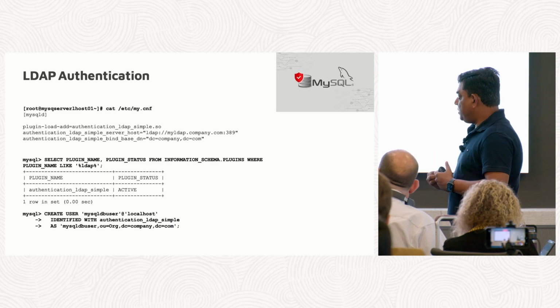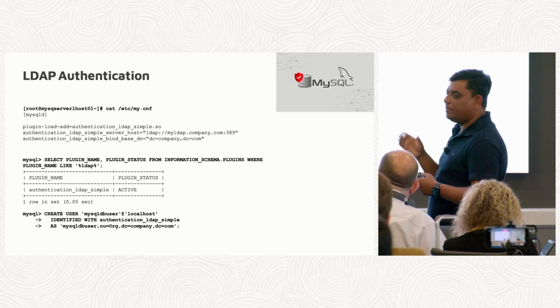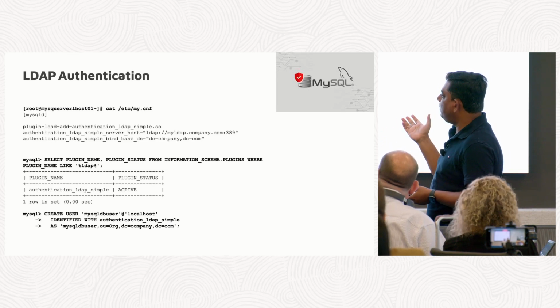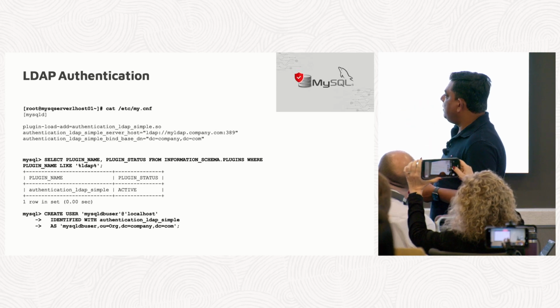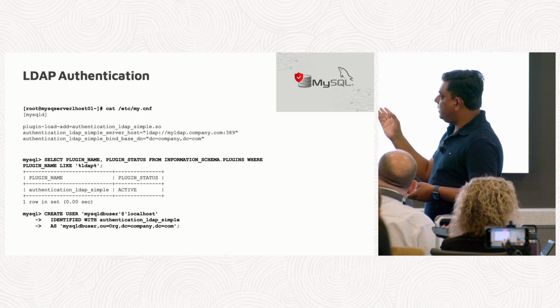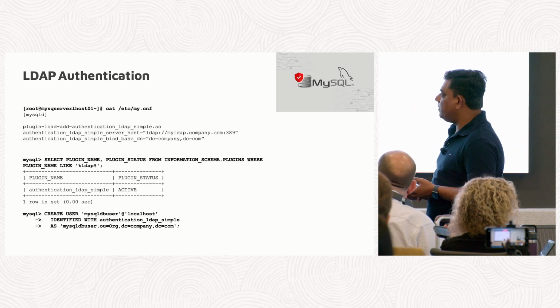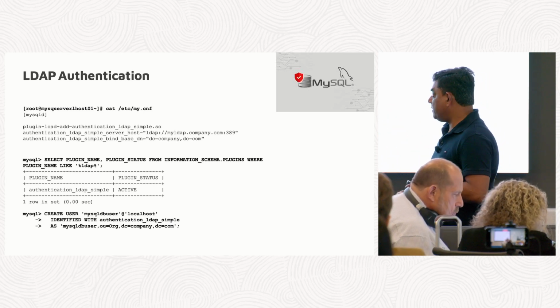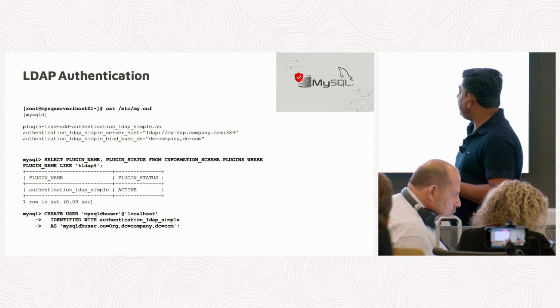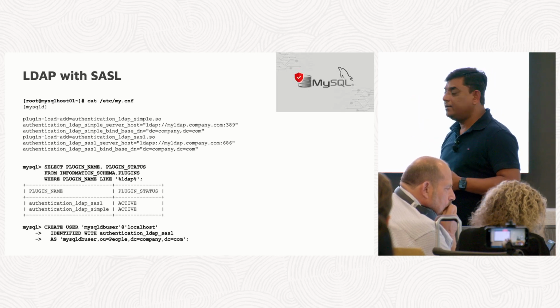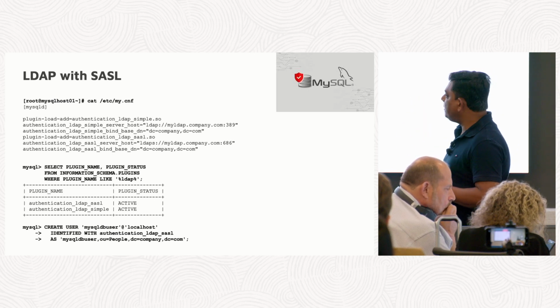LDAP authentication, we all know LDAP. Use my.cnf: you set up your LDAP server, your DN, where to query the database, and the port, and you enable the plugin. Once you do that and restart MySQL, LDAP simple authentication will be active, and you can create a user with that particular DN. The interesting thing is that port 389 is a non-SSL port. If you want SSL, go for LDAP with SASL. It is the same configuration, just using an SSL port instead of a non-SSL port.